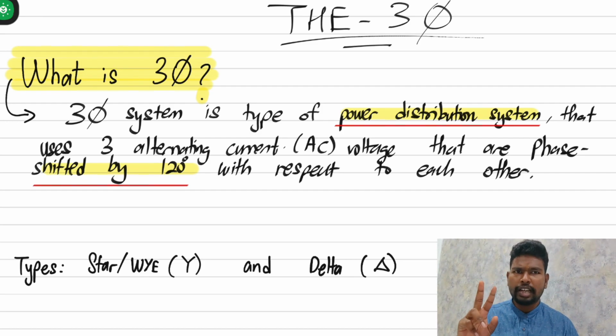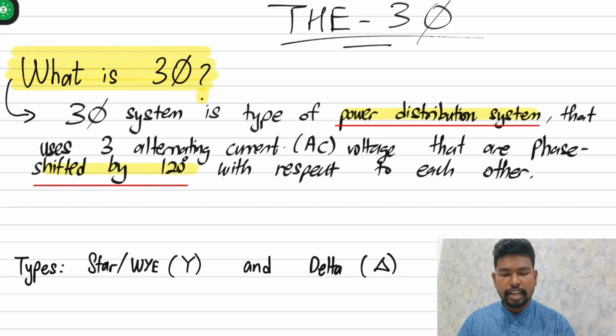There are two types of three-phase system widely used, which are the three-phase star connection, or Y connection, as well as the delta connection three-phase system.